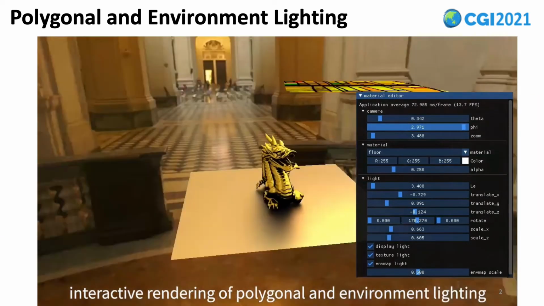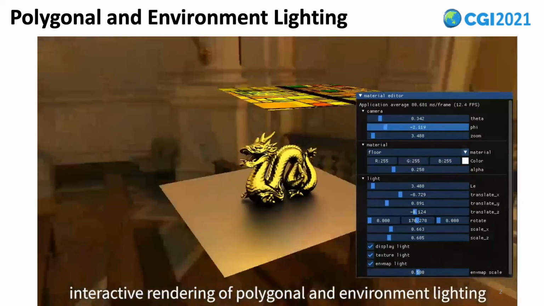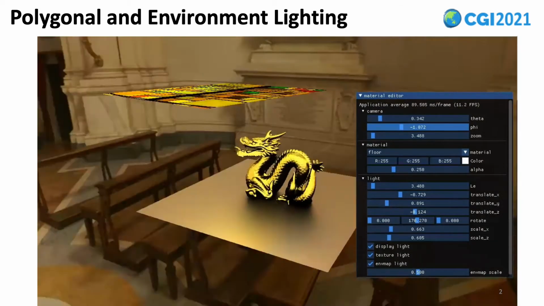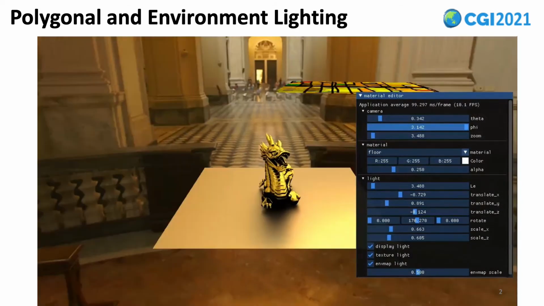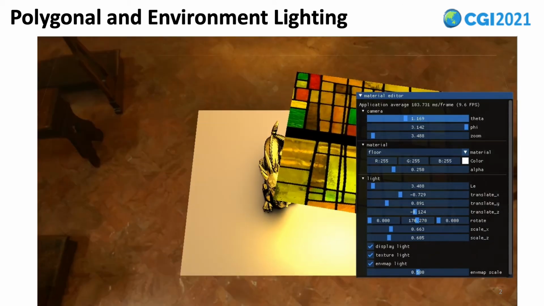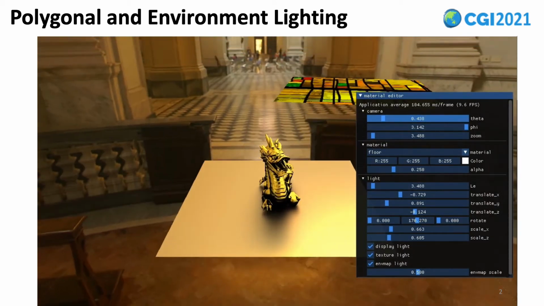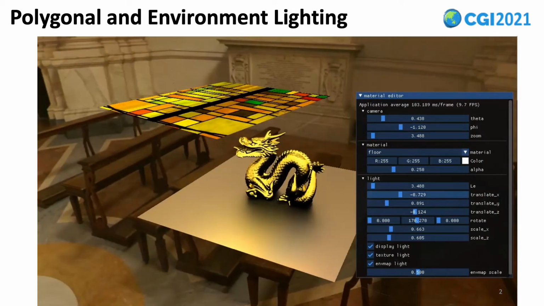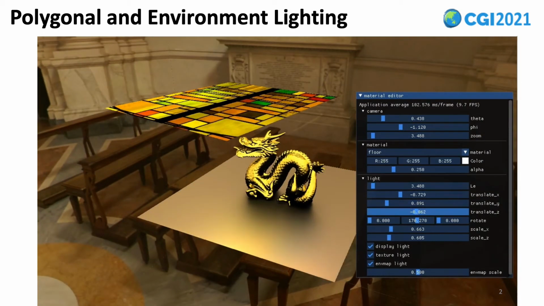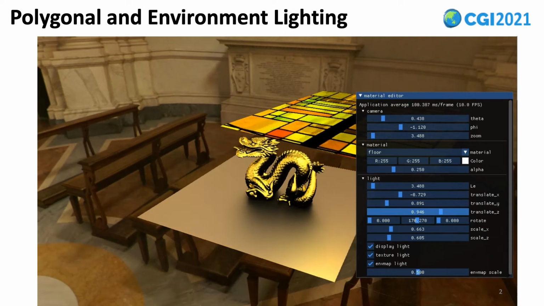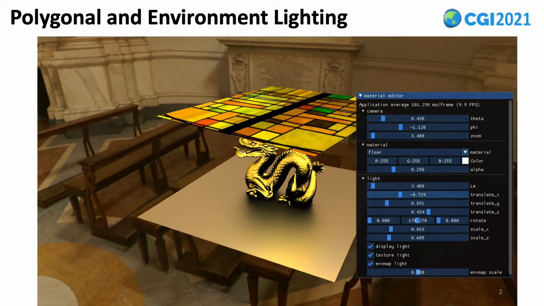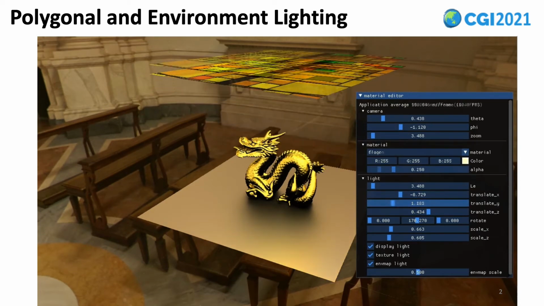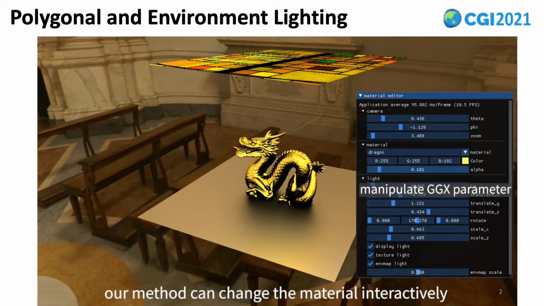This is the real-time captured animation of our method. Our method can render plausible shadows under a textured polygonal light source and environment lighting at interactive frame rates. In addition, our method can express various appearances from metallic to rough surfaces using physically based GGX microfacet BRDFs. In this presentation, we will focus on the explanation for the polygonal light rendering, and that for the environment light rendering can be found in our paper.